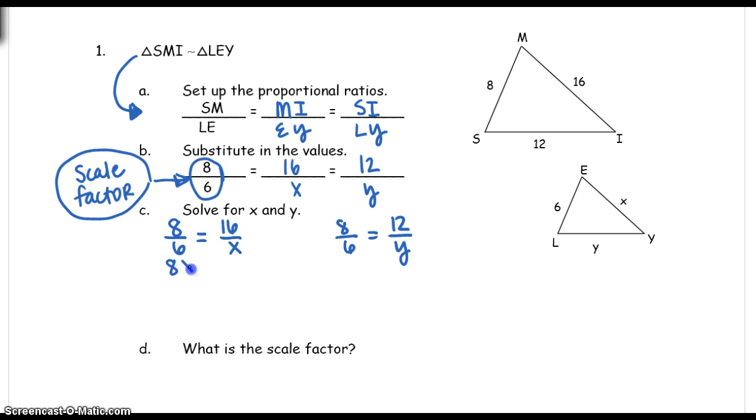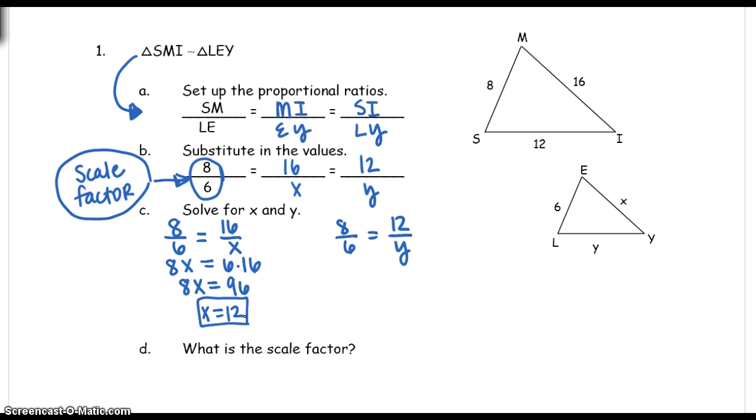So 8 times X equals 6 times 16. So we have 8X equals, and then 6 times 16, when you work that out in the calculator, you get 96. And that's 8 times X. The inverse of multiplying is division. So we would divide and we will have X equals 12. So we've solved that one.